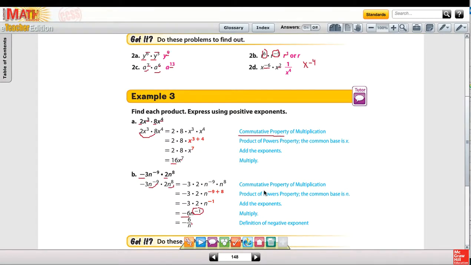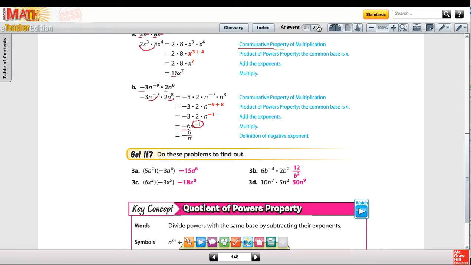Okay, so you can press pause and try to do problems 3a through 3d on your own, and then you can press play when you're ready to check your answers. For 3a, notice they combine the 5 and the negative 3 to get negative 15. And then a to the second and a to the fourth is a to the sixth.